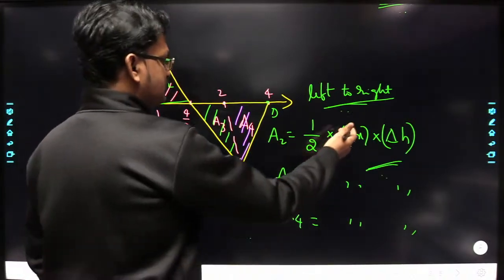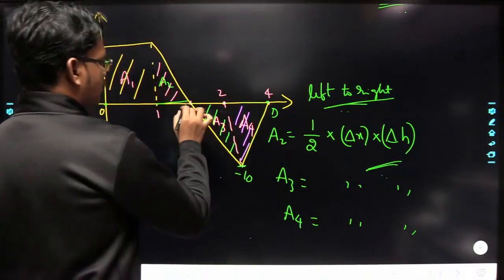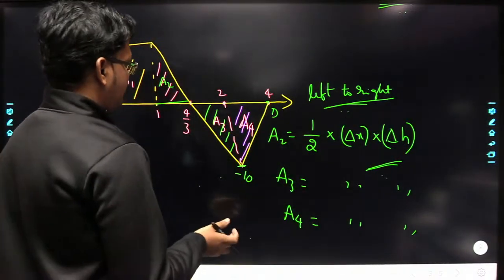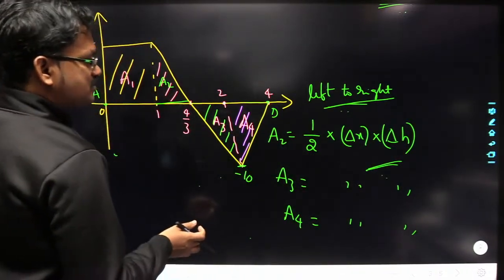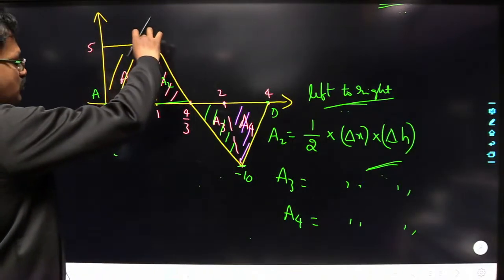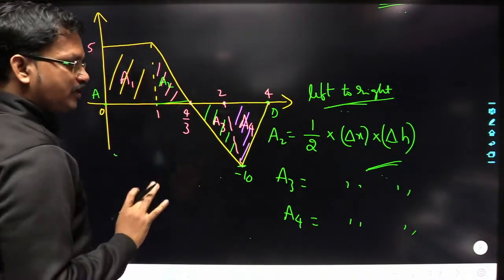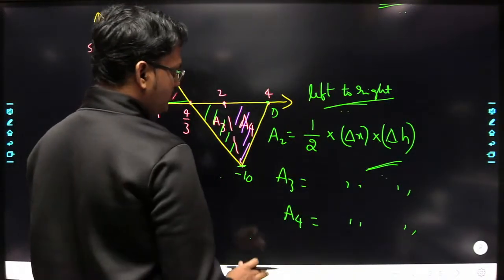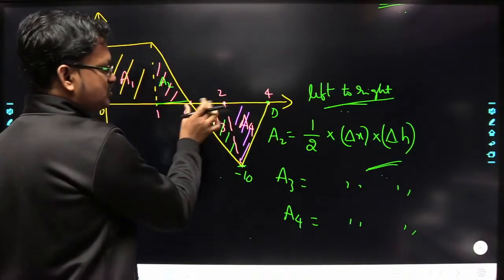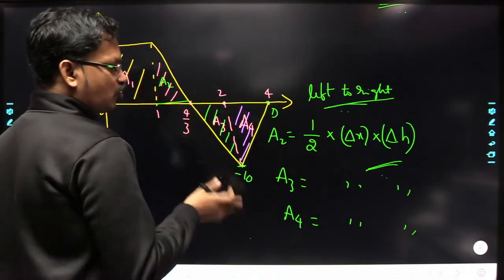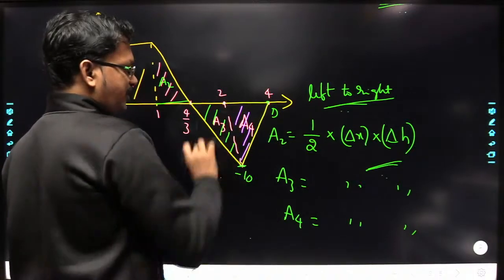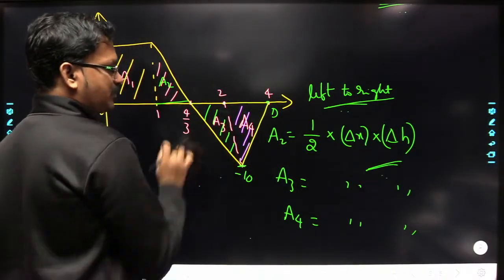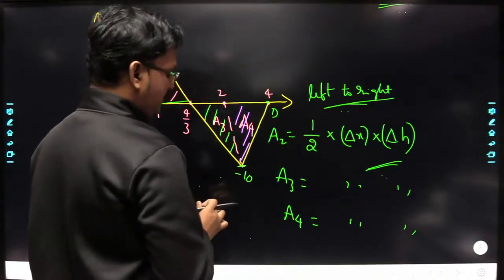So here change in x means you have to take 4 by 3 minus 1. Delta h, that is change in height, means you have to consider 5 minus 0, so you are going to get 5, right? Next A3, you have to take half into the change in x. What is change in x here? That is 2 minus 4 by 3, and change in height is nothing but minus 10 minus 0, yes or no? So you have to consider minus 10, I think.